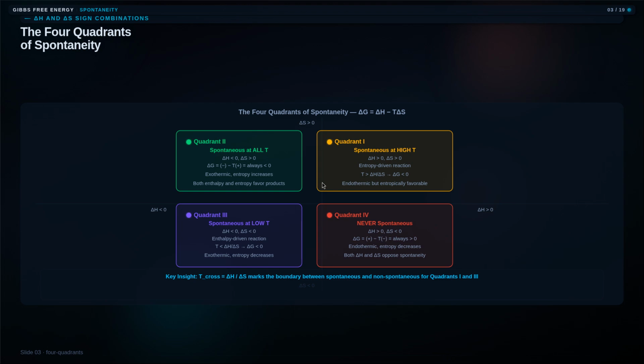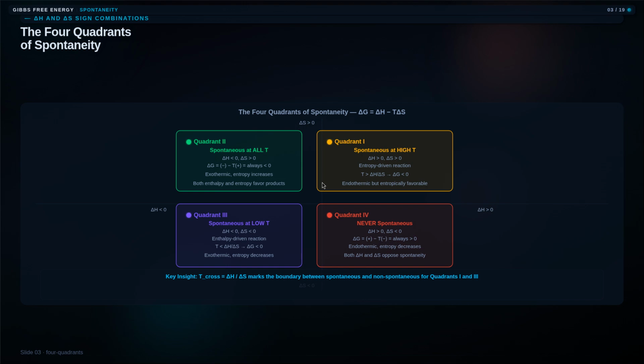Quadrant 1. Both delta H and delta S are positive. The reaction is entropy-driven and becomes spontaneous only at high temperature, where T delta S exceeds delta H. Quadrant 2. Delta H negative and delta S positive. The ideal case, spontaneous at all temperatures because both enthalpy and entropy favor the products.